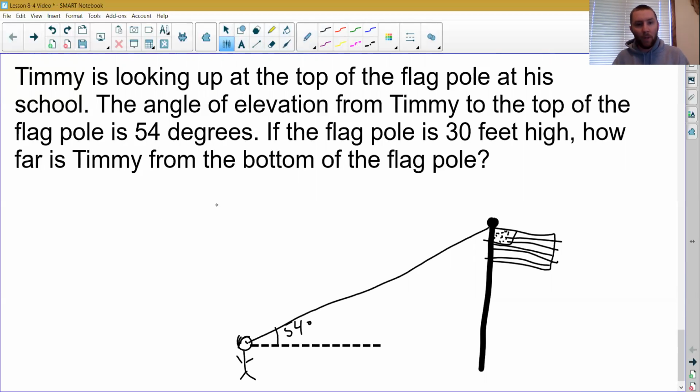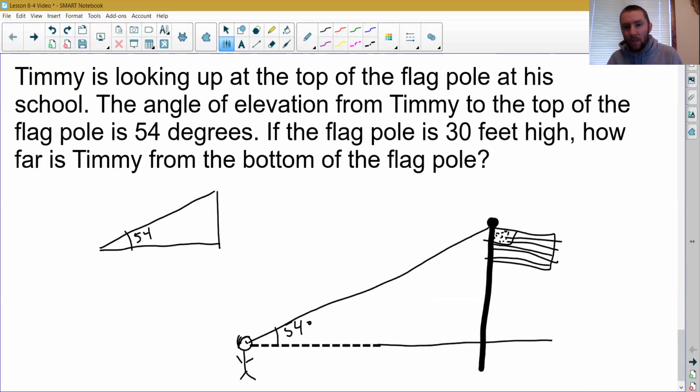Okay, so when we draw our picture here, we do have to be careful of one thing. The flagpole is 30 feet high, right? But the angle of elevation from Timmy to the top of the flagpole is, we're using his eyeballs, right? So here's the problem. If I extend this dashed line, notice that this does not cut off the bottom of the flagpole, right? It cuts off the flagpole at whatever height Timmy is. So how tall do we think Timmy is? Well, let's just assume that Timmy's maybe 5 feet tall. Okay, Timmy's 5 feet tall.